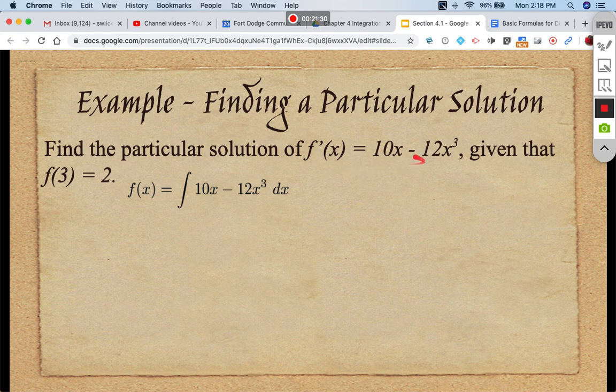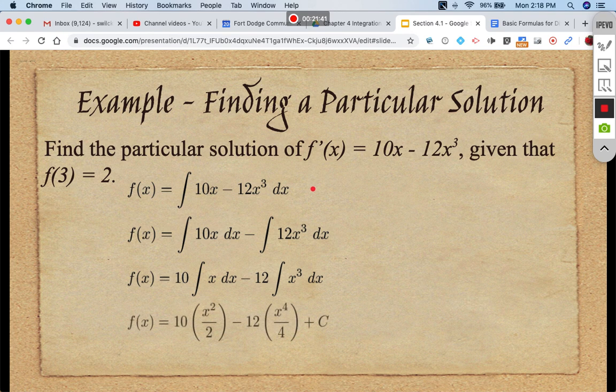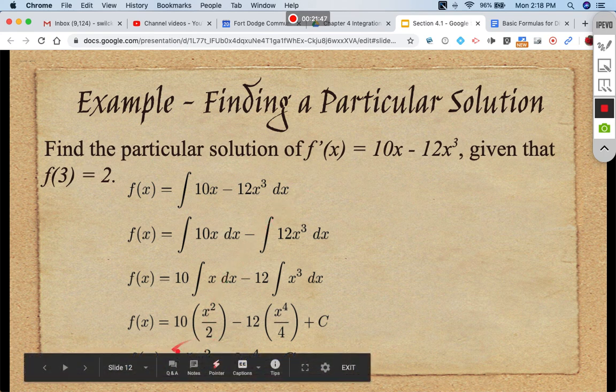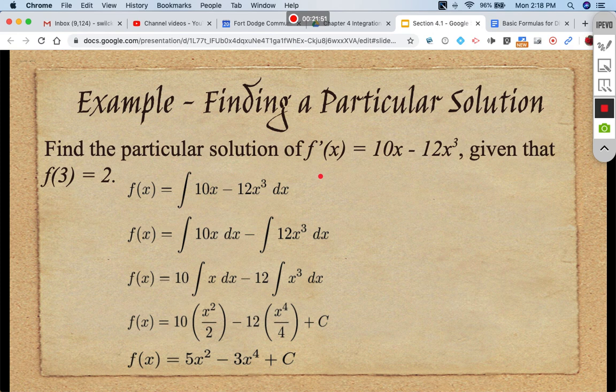So I start off finding my antiderivative. So I take the integral of 10x minus 12x cubed dx. So we'll break that apart. And again, we're stepping through bit by bit, so you see every step of the way to hopefully help you from getting lost, and then cover up the answer with this, the controls here. So we get the antiderivative, the general antiderivative is 5x squared minus 3x to the fourth plus c.